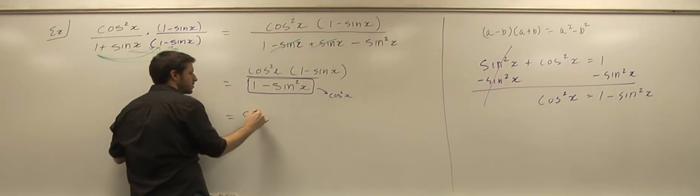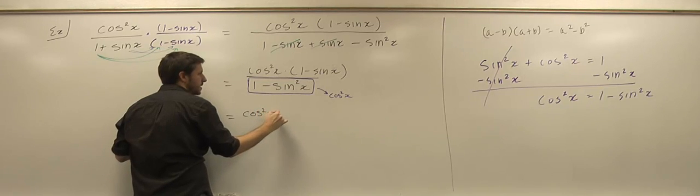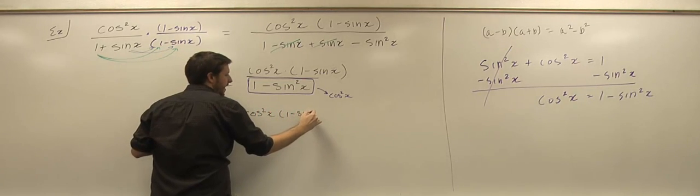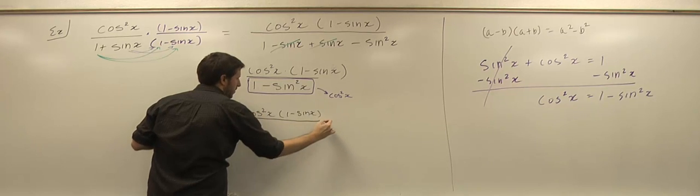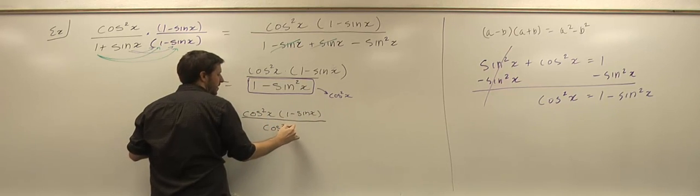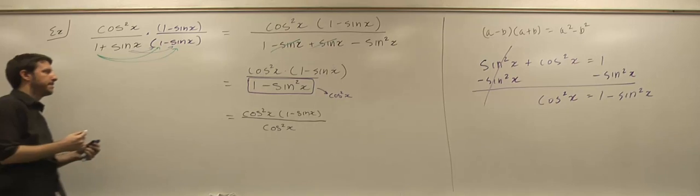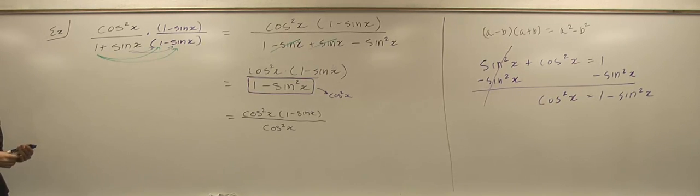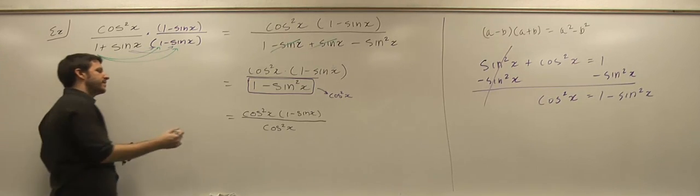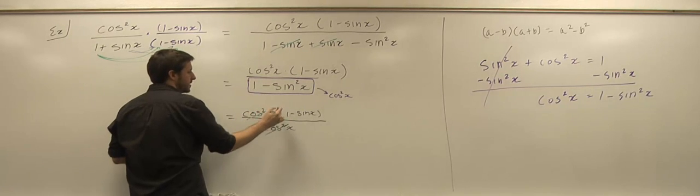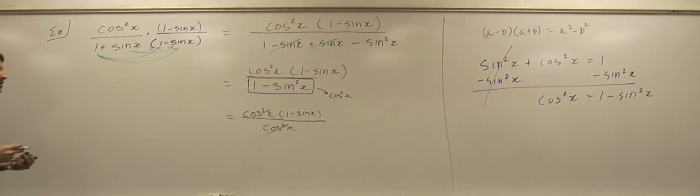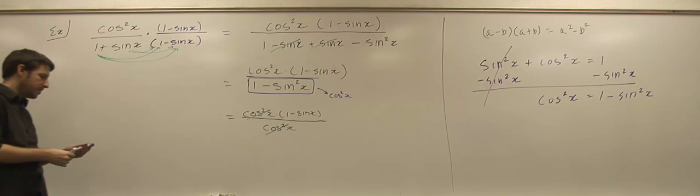So my fraction becomes cos squared x times 1 minus sine x over cos squared x again. These guys fight to the death because they're connected. This is connected by multiplication. So you just have 1 minus sine x.